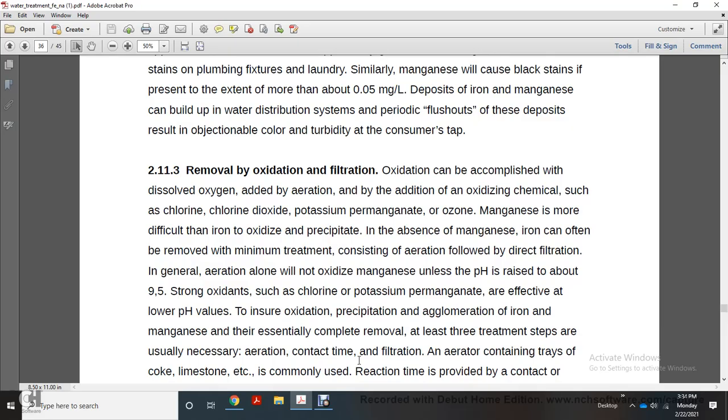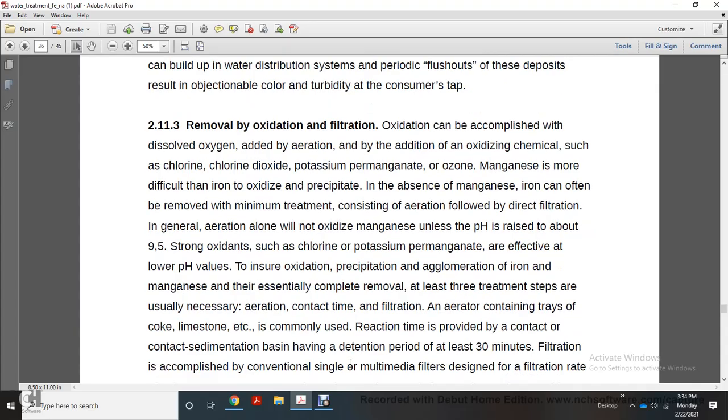General aeration will not oxidize manganese unless the pH is raised to about 9.5. Stronger oxidants such as chlorine and potassium permanganate are effective at a lower pH value to ensure the oxidation, precipitation, and agglomeration of iron and manganese, and their essentially complete removal. At least three treatment steps are usually necessary: aeration, contact time, and filtration, with aerators containing trays of coke, limestone, etc. Commonly, reaction time is provided by a contact sedimentation basin having a detention period of at least 30 minutes.